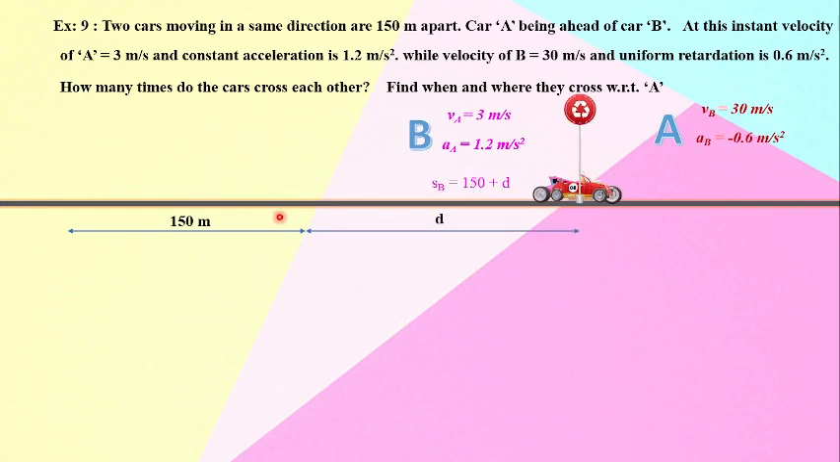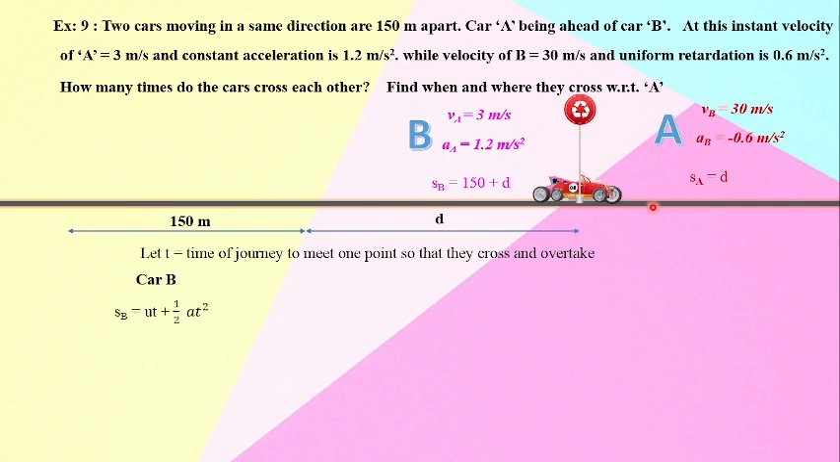So distance traveled by car B will be equal to what? 150 plus D, and distance traveled by car A will be equal to what? That will be equal to D, right? So after understanding the problem thoroughly, consider the time of journey to meet at one point so that they will cross and overtake. Let that time be equal to T. For car B, SB is equal to ut plus half at square.